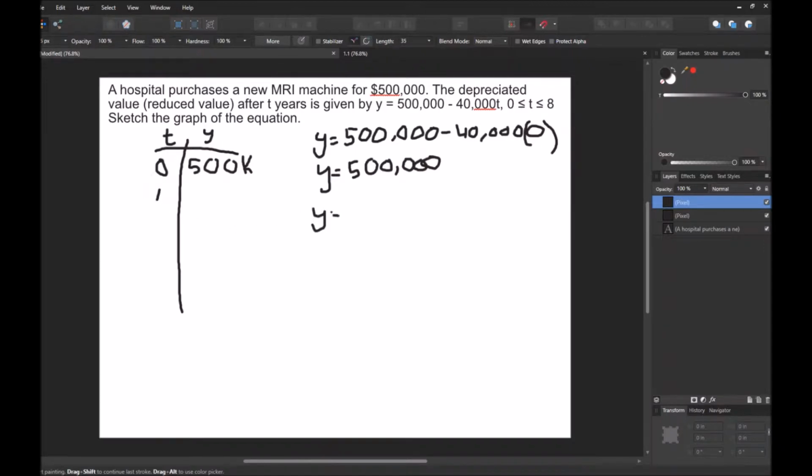We would have y equals 500,000 minus 40,000 times 1. 40,000 times 1 is just 40,000, so we have 500,000 minus 40,000, which is just going to give us 460,000. And I'm just going to write this as 460k.